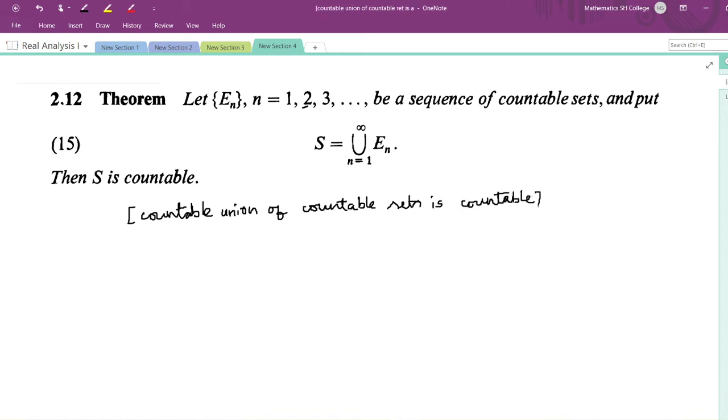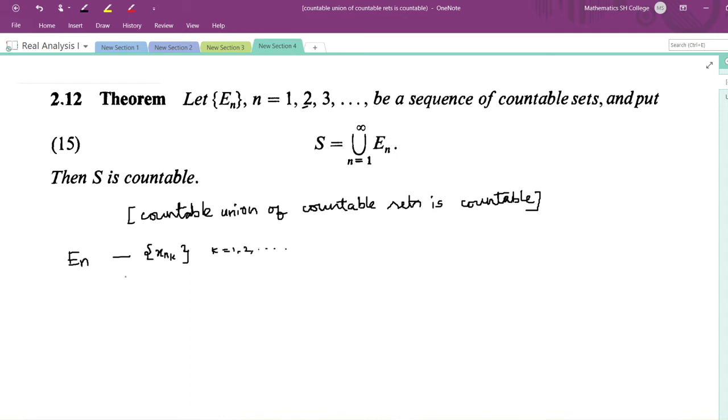This we have to prove. So each E_n is countable, and we are taking their countable union, which we denote by S. Since each E_n is countable, it means that we can arrange the elements of E_n in the form of a sequence. Suppose I denote the elements by x_nk, for k equal to 1, 2, 3, etc.